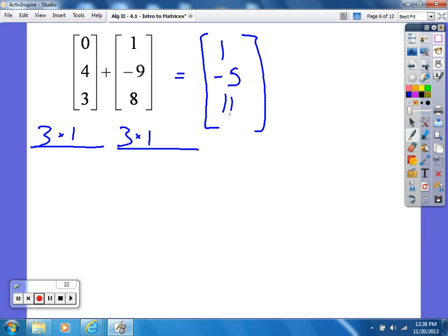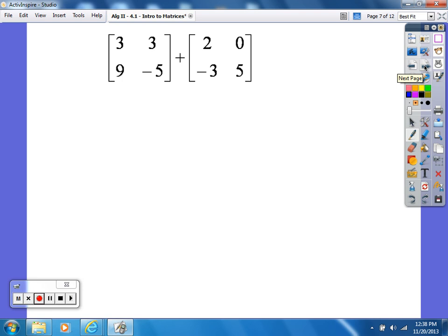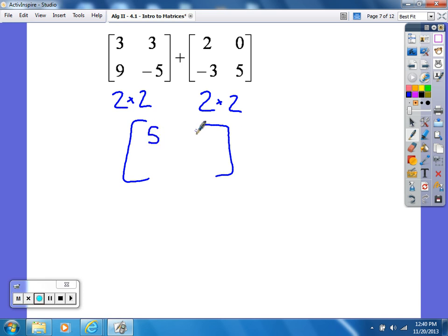Let's have you try one more by yourself. Copy it down, write your dimensions, solve it. Haley, pick a friend. Angela, what are the dimensions of the first one? Pick a friend. How's the second one? Sammy, who are you picking? Mackenzie. What's the answer? 5, 3, 0. Again, it's 2 by 2.